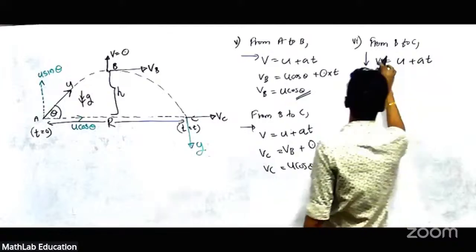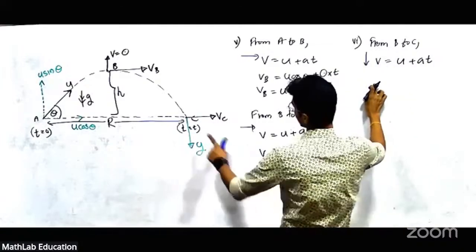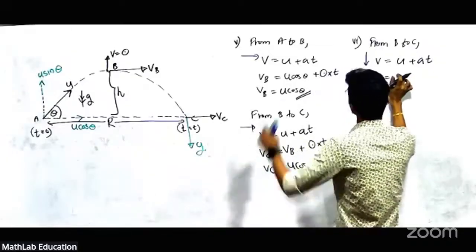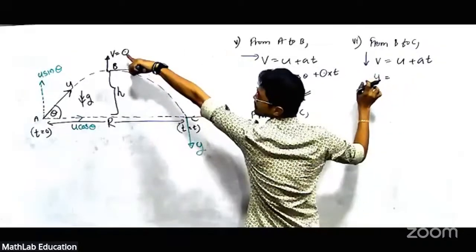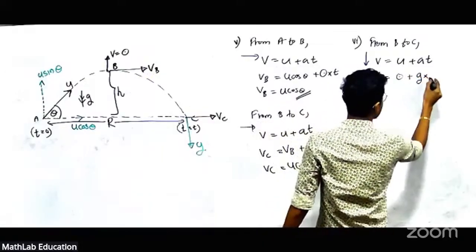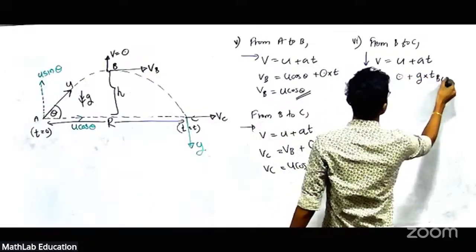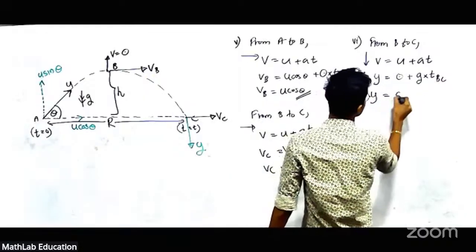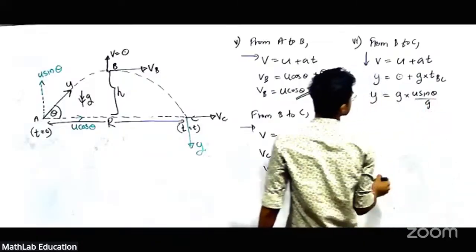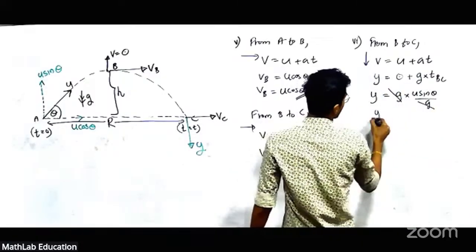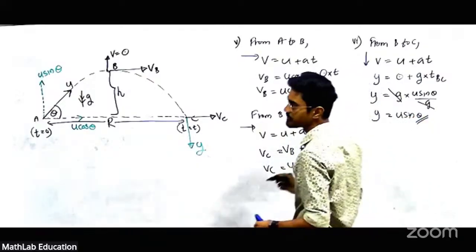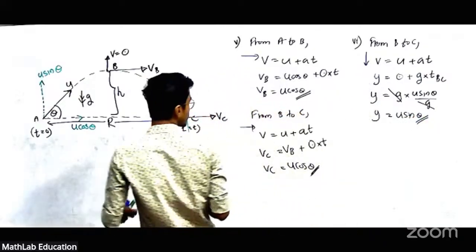Vertical velocity component at C is y. Now V is y. U is the vertical velocity component at B, that is 0, that we know. Plus g t. T is T_BC, which was determined before. That was u sin theta over g. So these two cancel. y is u sin theta. Y equals u sin theta again.